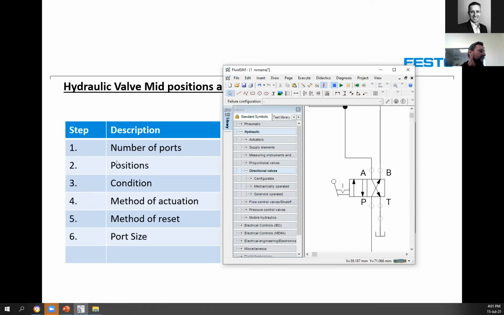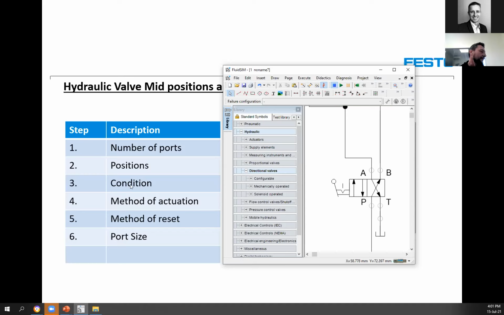Okay, so how many positions does the valve have? Let's have a look. Here's one square, and there's another square there. So that means there are 2 positions. The valve can either be in this position or in this position. So that means it's a 2-position valve.